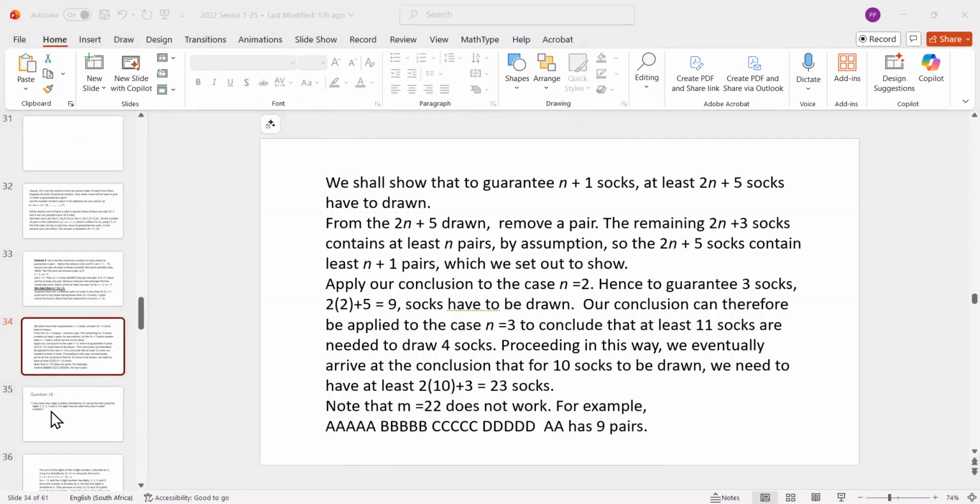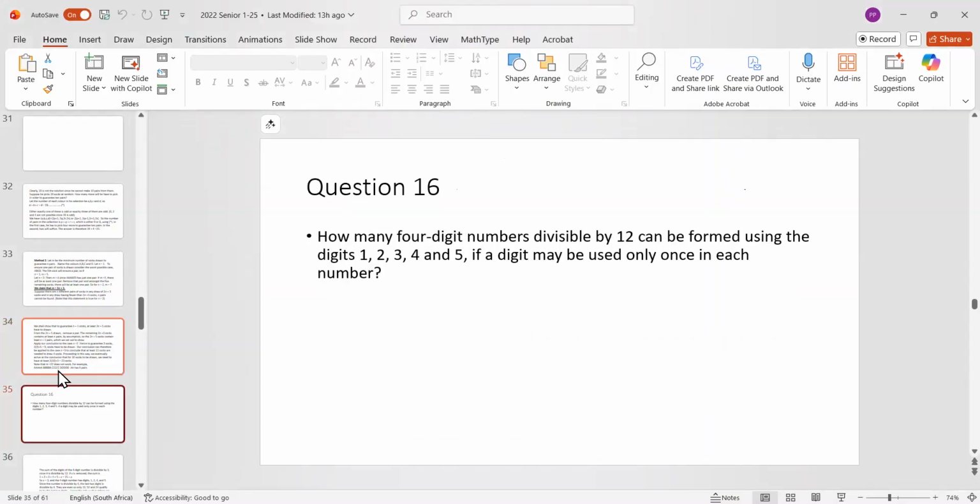Okay, let's now get on to question 16. Question 16 says, how many 4-digit numbers divisible by 12 can be formed using the digits 1, 2, 3, 4, 5? So you want a 4-digit number divisible by 12, and you must use these 5 numbers. Let's see if you can create some.